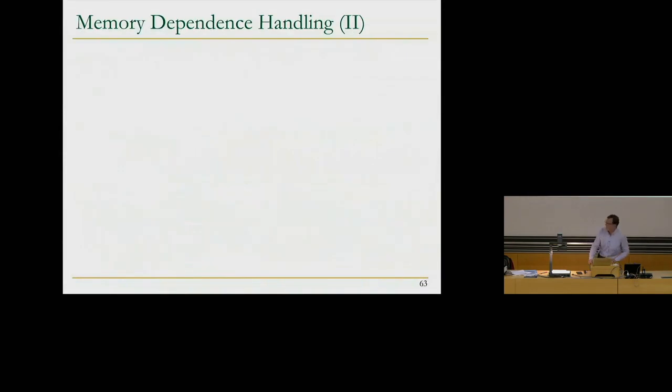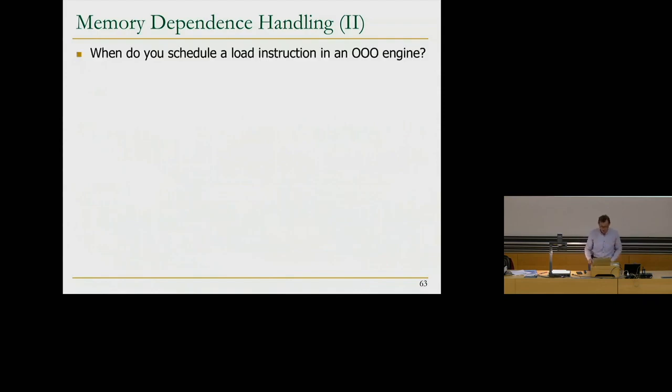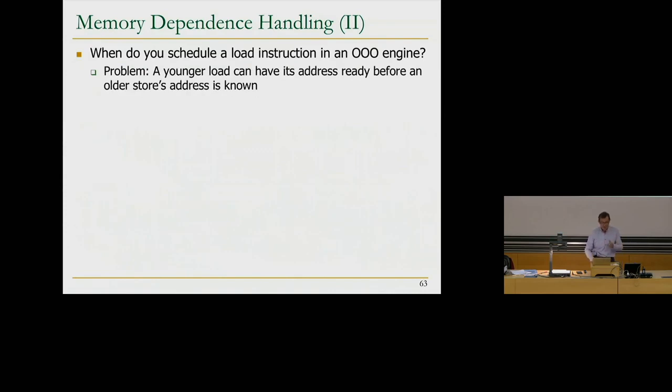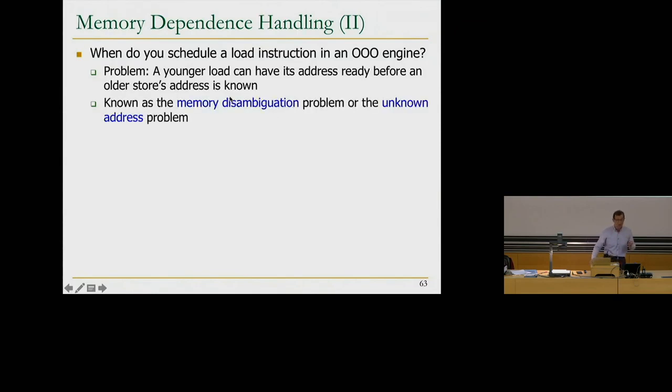Okay. So we're not going to solve the entire problem. I'm going to give you the complexity of the problem and some approaches to handle it. But believe me, this is the messiest part of an out-of-order execution engine, and this is the least scalable part of an out-of-order execution engine. If you thought that it was really the tag broadcast logic, you're wrong. It's really this logic that disables the scalability. Okay, so the key question is, when do you schedule a load instruction in an out-of-order execution engine? As I said, the problem is a younger load can have its address ready before an older store's address is known. This is also known as the memory disambiguation problem, where you disambiguate addresses, or the unknown address problem. I like the unknown address problem because it's simple thinking: unknown address.